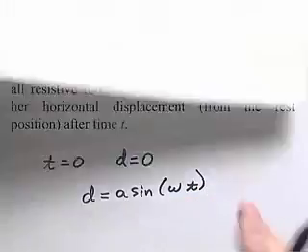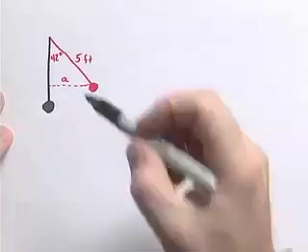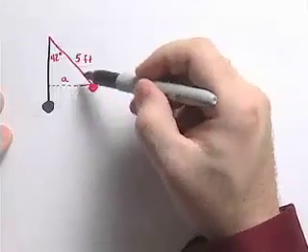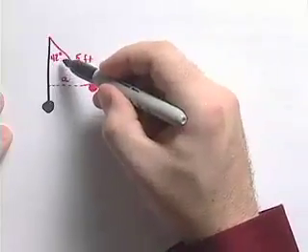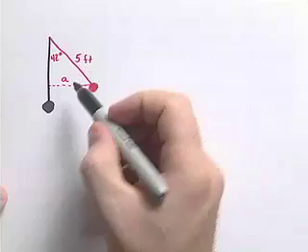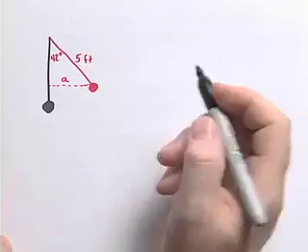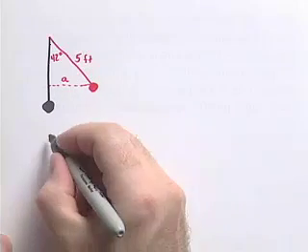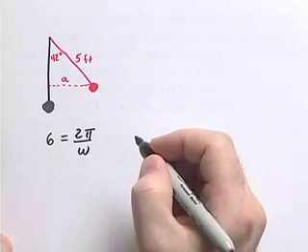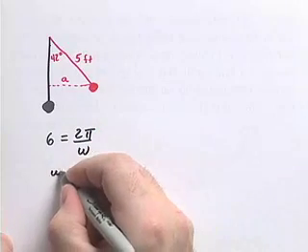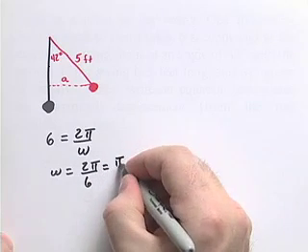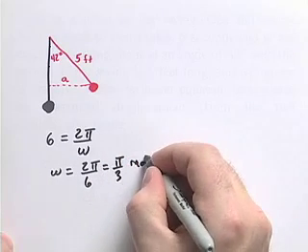We're going to go ahead and look at a diagram. Consider this is our rest position for the swing, and here's at her highest point. That makes an angle of 42 degrees with the vertical, and the swing is 5 feet long. And this represents our value for A. The period is 6 seconds, so we'll have 6 is equal to 2 pi over omega. It means omega is equal to 2 pi divided by 6, which is equal to pi over 3 radians per second.